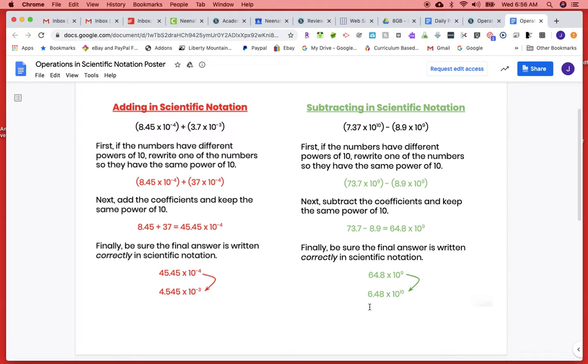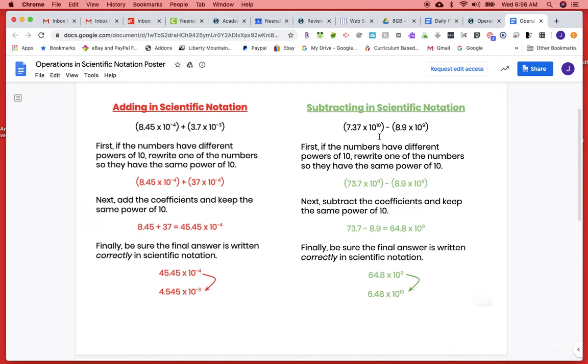Subtracting in scientific notation. So we have 7.37 times 10 to the 10th minus 8.9 times 10 to the 9th. First we need to look at our exponents. We have a positive 10 and a positive 9. It says first, if the numbers have different powers of 10, which they do, we need to rewrite one of the numbers so they have the same power of 10.